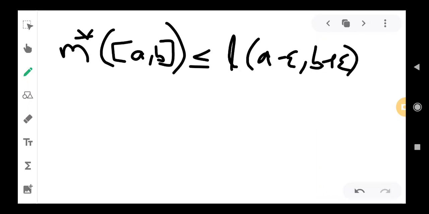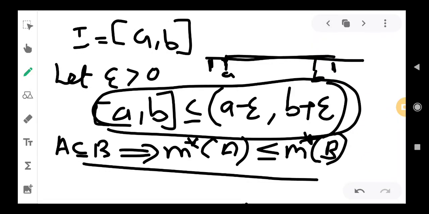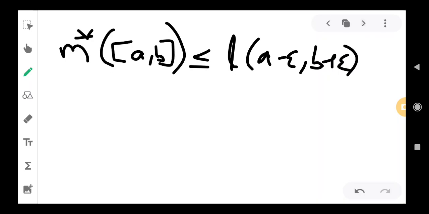We are taking this M star of A minus epsilon, B plus epsilon, because what is outer measure? It is the infimum of all these lengths. So we know that. I am taking that length. So what is this length? This length is equal to B minus A plus 2 epsilon.